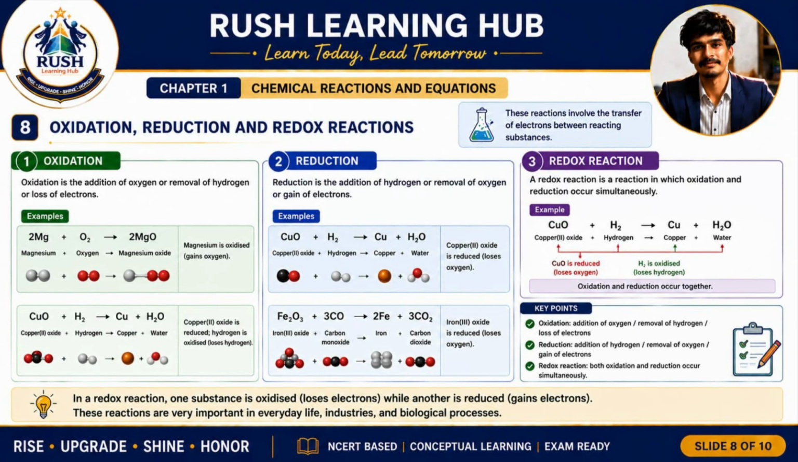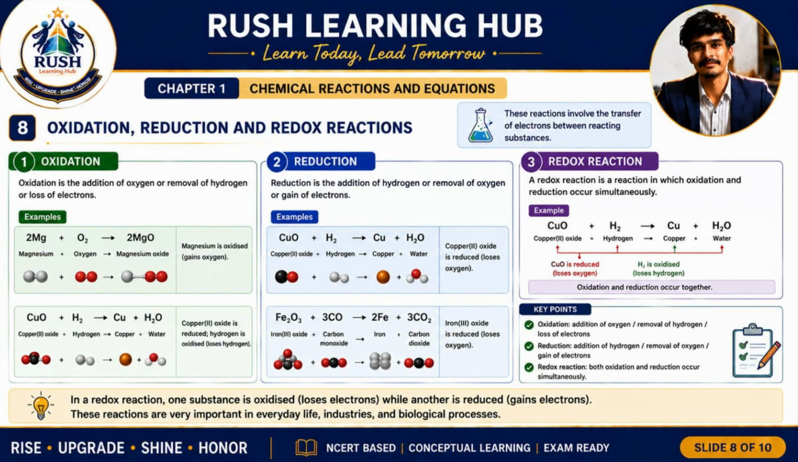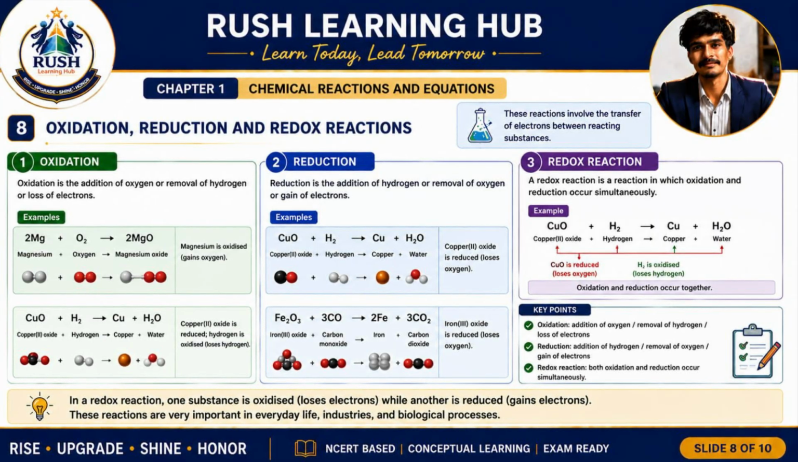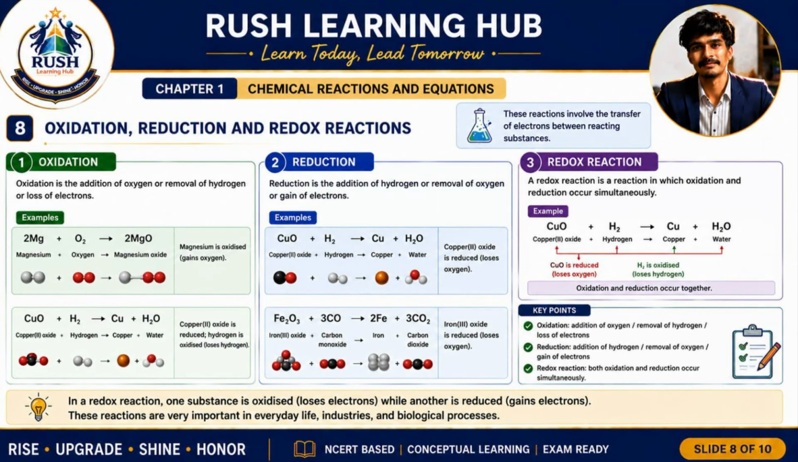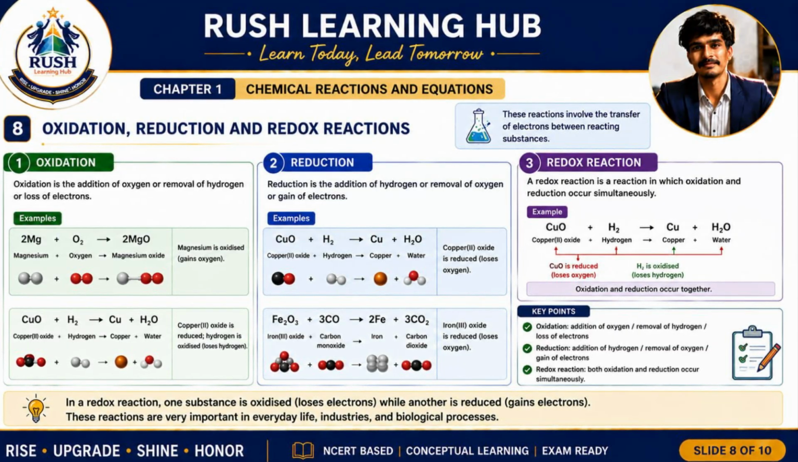Oxidation is the addition of oxygen, the removal of hydrogen, or the loss of electrons by a substance. For example, when magnesium reacts with oxygen to form magnesium oxide, magnesium gains oxygen. Therefore, magnesium is oxidized. Another example is when hydrogen is removed from a substance during a reaction. This is also considered oxidation.